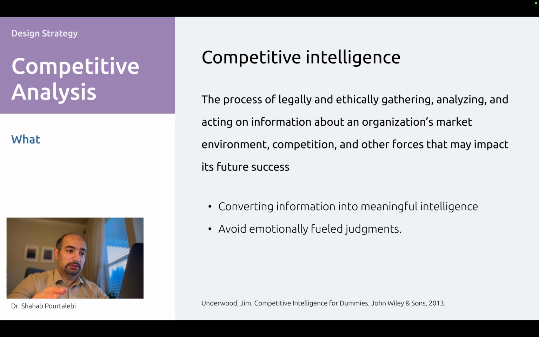So basically, another fancy word for competitive analysis. Yes, when we summarize and compare and basically process the information that we collected already from our competitors.